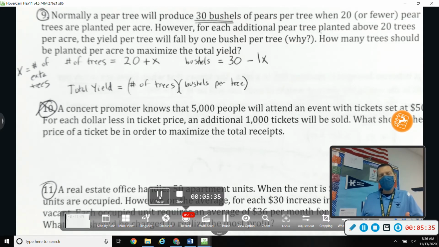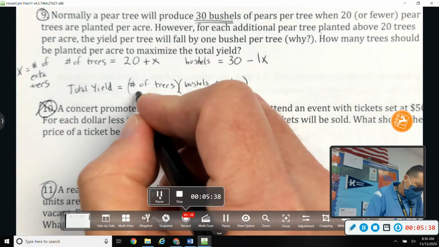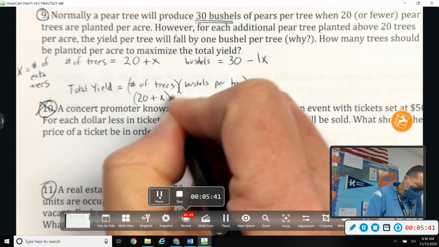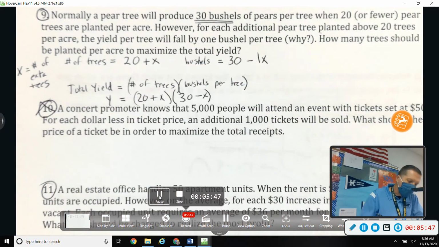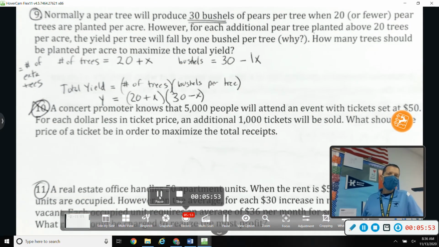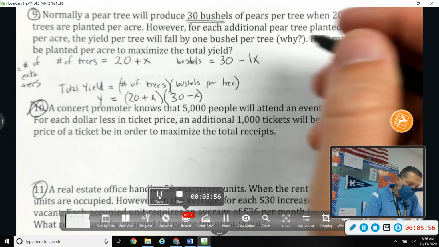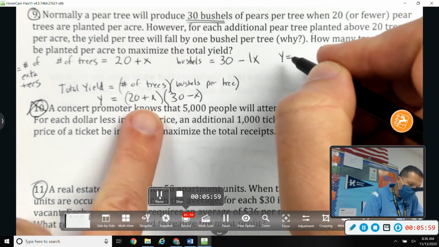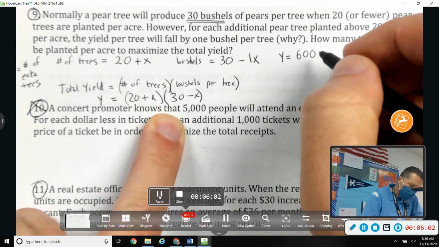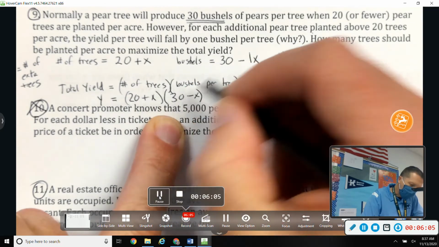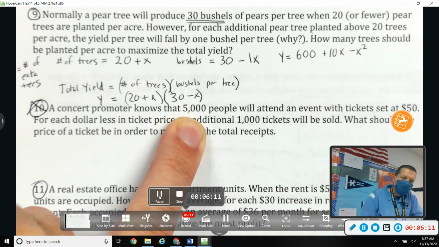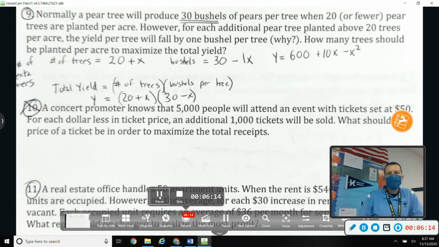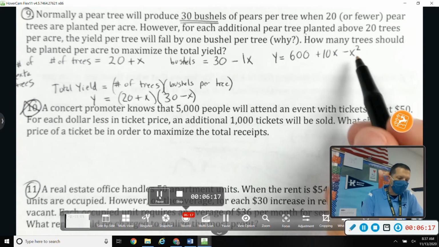So we got to figure out, well, what's the best number of trees to plant here? So number of trees is 20 plus X. Bushels per tree is 30 minus X. Just shorten that to Y for yield. That's what we want to maximize. And again, we have this algebra versus calculus question, but I think algebra first here. 600 plus 30x minus 20x would be plus 10x minus x squared. So that's our yield in terms of the number of extra trees we plant.